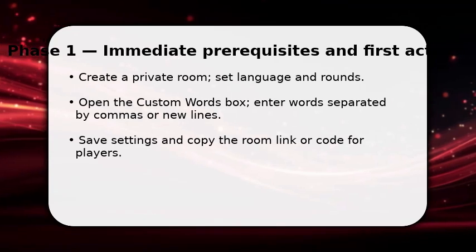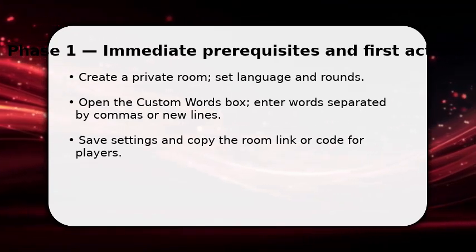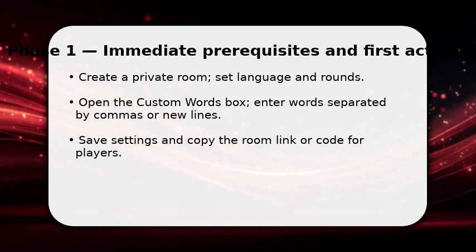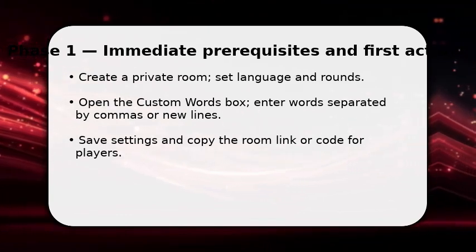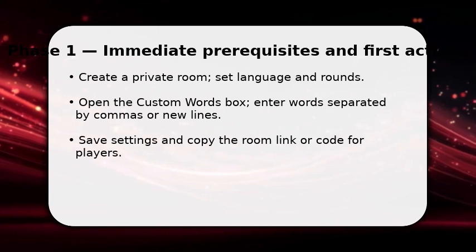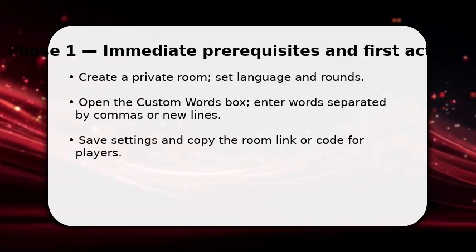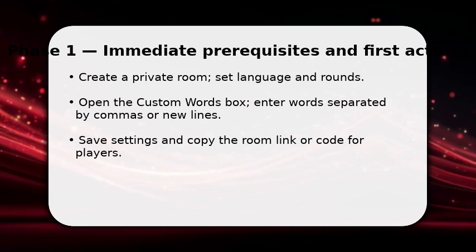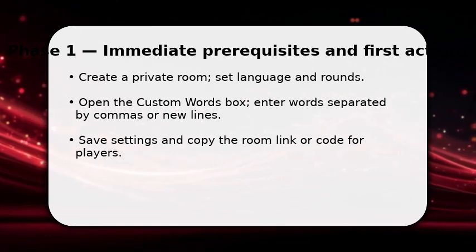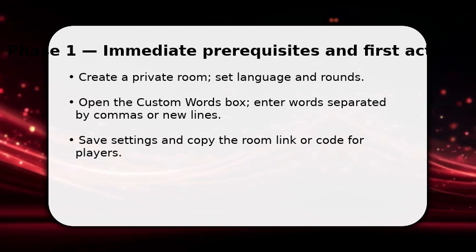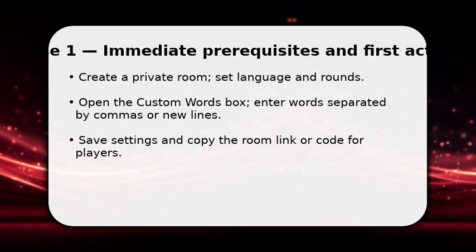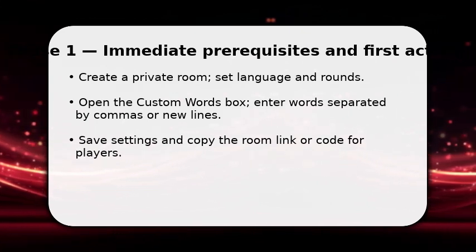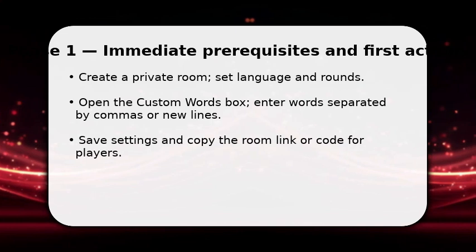You start by creating a private Skribbl room and setting language and rounds. This puts you in control of play. Once done, open the custom words field and paste your list, using commas or new lines to separate entries so Skribbl reads them individually. Make sure to include enough words for the number of rounds and players. Shorter lists repeat. After saving, copy the room link or code and invite players. This gets the game running with your vocabulary choices right away.